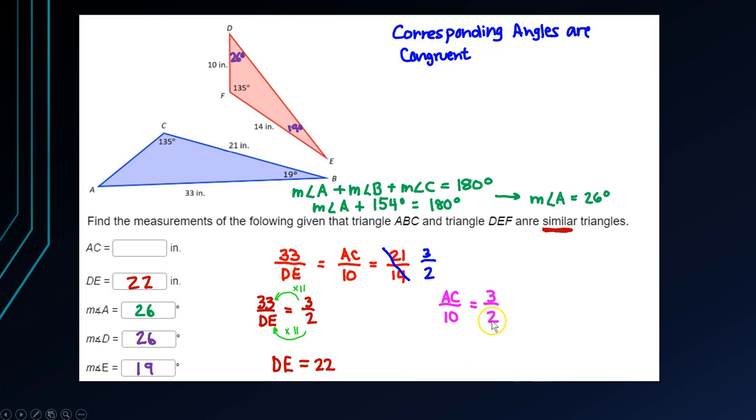And very similarly, to go from 2 to 10, I would multiply by 5, which means to keep the ratio of the same value, I'd multiply the top by 5. So AC would be 3 times 5, or 15. And that's how I get those values.